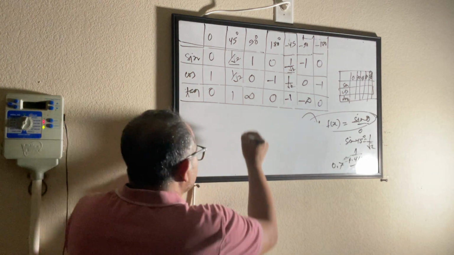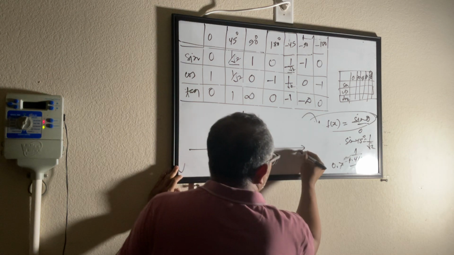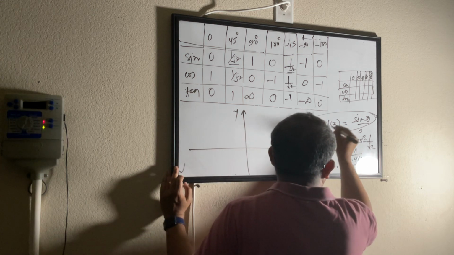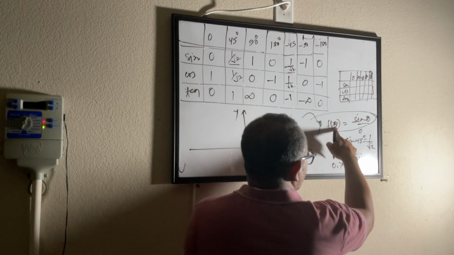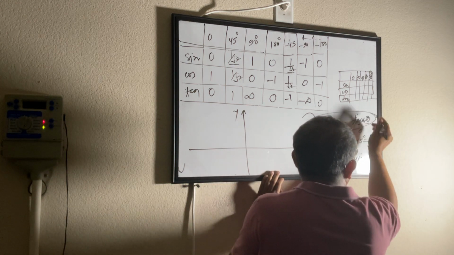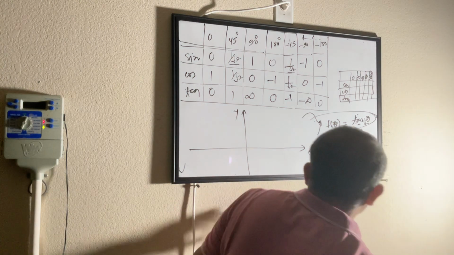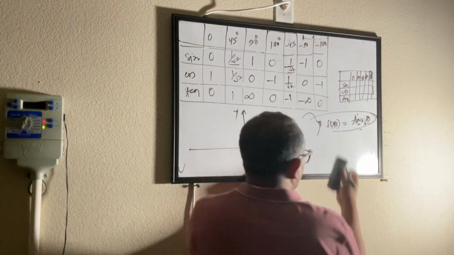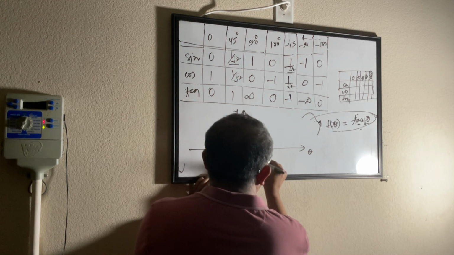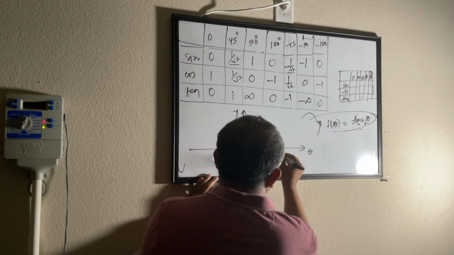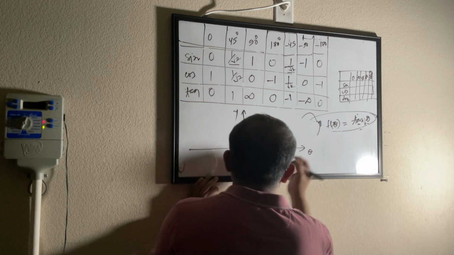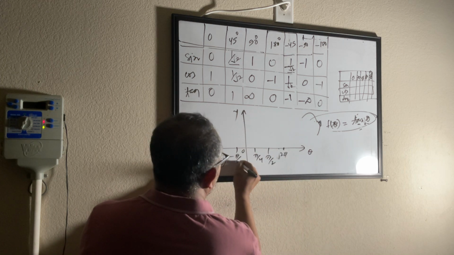Let's look at it. So this is my theta axis, this is my y axis, and we are trying to plot y equal to function of theta, not function of x, function of theta, and tan theta. Tan theta. So let's say this is 0, pi by 4, pi by 2, 2 pi, and this is minus pi by 4.